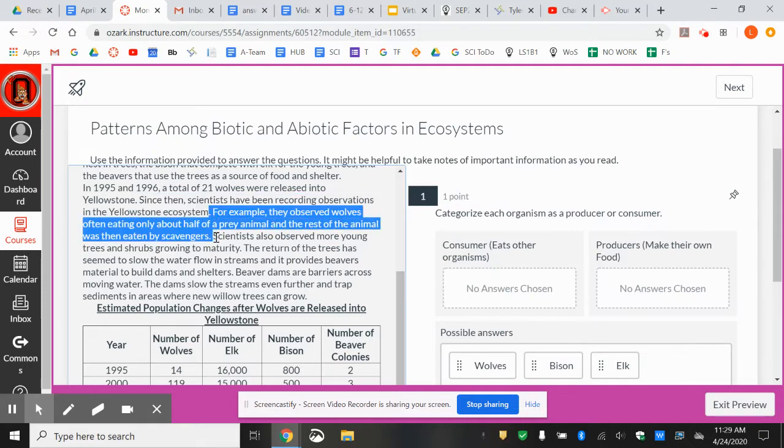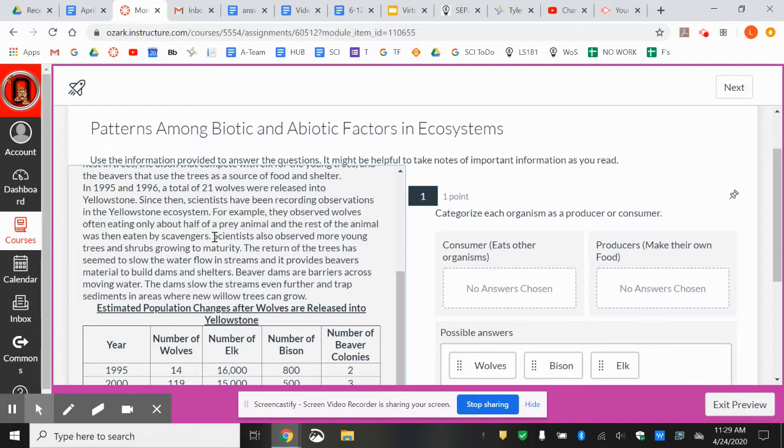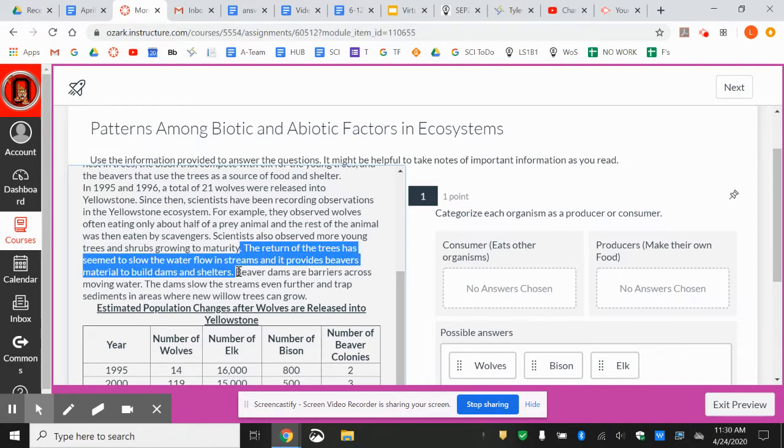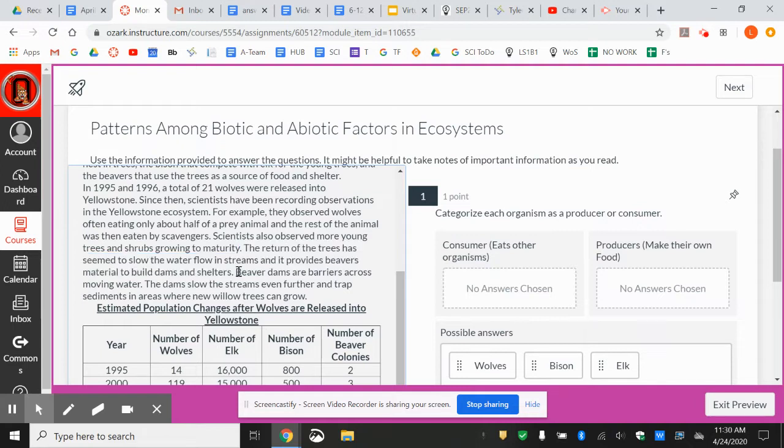For example, they observed wolves often eating only about half of a prey animal, and the rest of the animal was then eaten by scavengers. Scientists also observed more young trees and shrubs growing to maturity. Shrubs, just another fancy term for bushes, if you will. The return of the trees has seemed to slow the water flow in streams, and it provides beavers material to build dams and shelters. Beaver dams are barriers across moving water. It's where the beavers live. The dams slow streams even further and trap sediments in areas where new willow trees can grow.